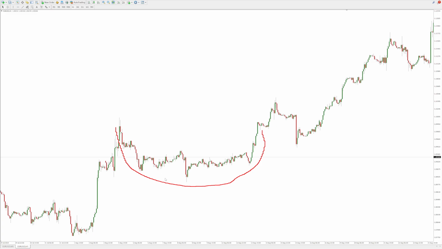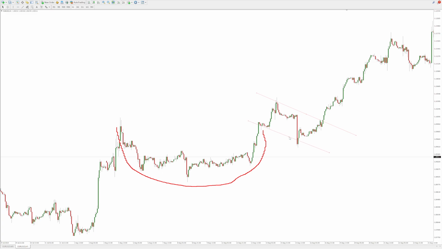So once you've identified the cup, you're going to look for the handle. And we have the handle here, basically support and resistance, perhaps use that level. So this is our handle. It looks like a cup, maybe a bit of a wonky cup, but nonetheless it's not going to be perfect every time. However, you get the point. This is basically the cup and the handle.